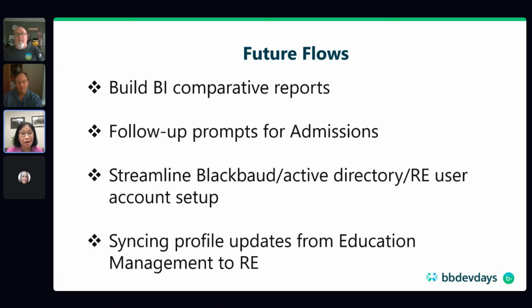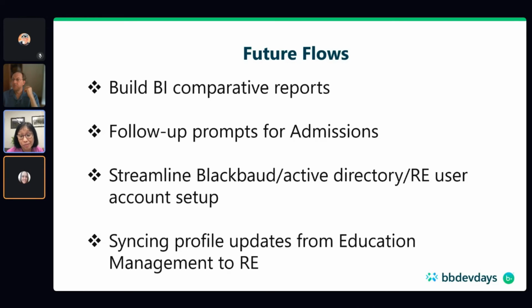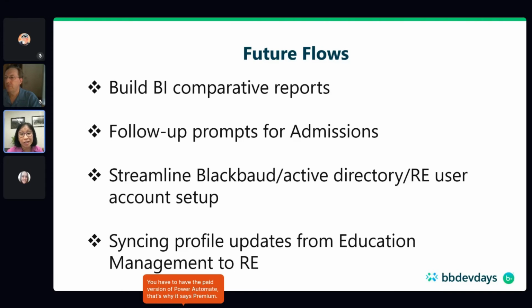Follow-up prompts for admissions: if a student has applied to the school, or parents have applied, and they haven't finished the process, I take that from actions in RE, and if you have an overdue action, we can create a Power Automate tool to let our admissions directors know, hey, why don't you follow up with this parent? They have some of the teacher recommendations, but they haven't finished the application process, and it's been a month now.